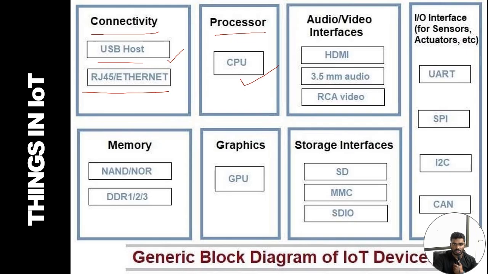So this is what a CPU does. It is the main component of the whole IoT device. It is like the brain. It controls the output based on the input that was taken by the sensors.